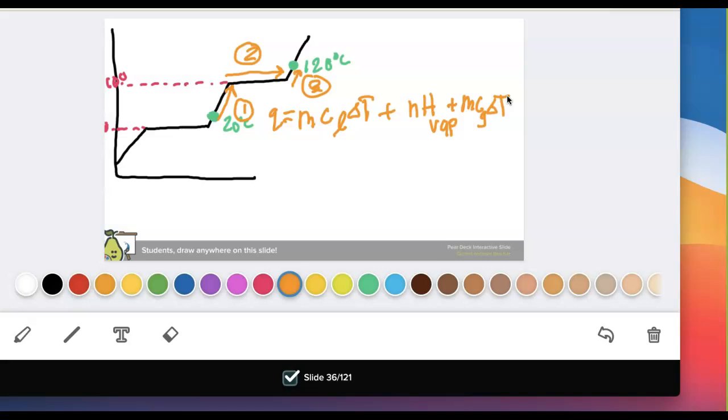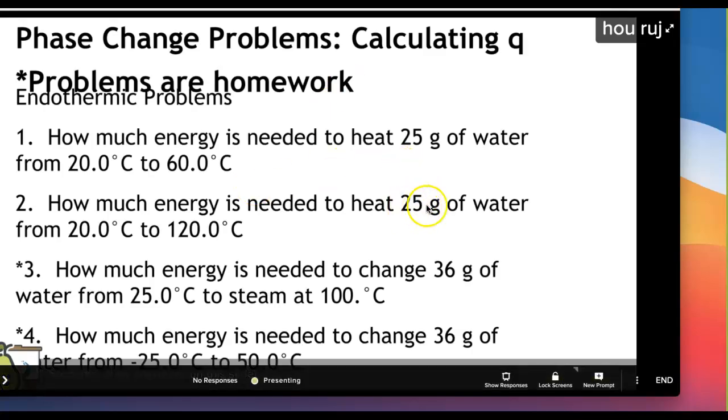Okay, so let's just do equation number 1. I'm going to do equation number 1 right here. So this is all Q equals, right? Q equals. What's mass? The mass was 25 grams, I think, again. 25 grams.